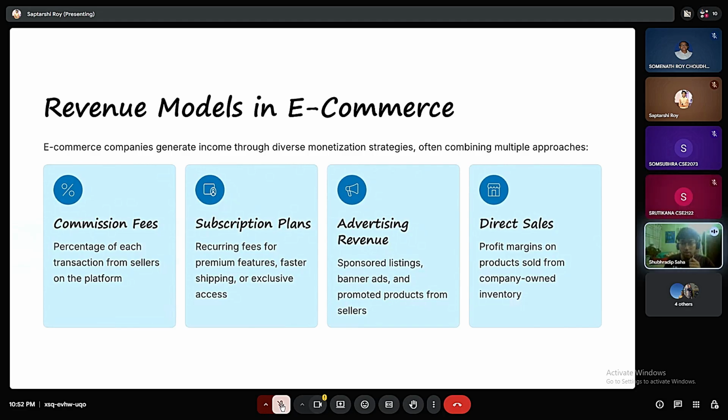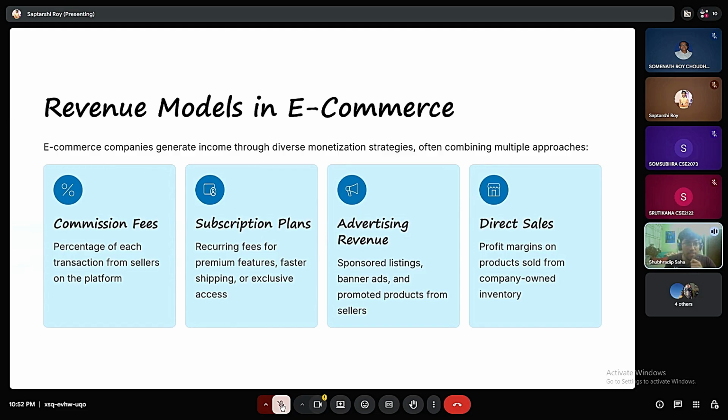So now we are going to talk about the revenue models in e-commerce. E-commerce companies generate income through diverse monetization strategies which often combine multiple approaches. Mainly there are four types of approaches: commission fees, subscription plans, advertising revenue, or direct sales.